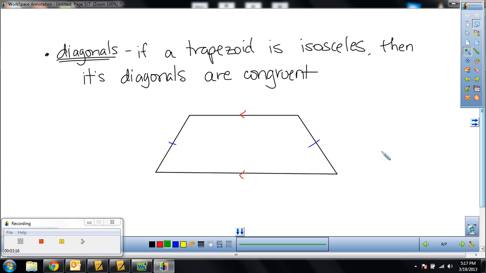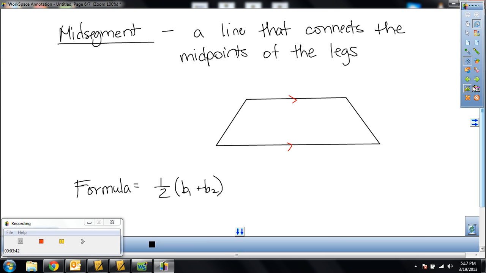Another property of isosceles trapezoids is that the diagonals are congruent. So again, we have our parallel bases, our congruent legs, and our diagonals will be congruent, similar to what we've seen in a rectangle and in a square. So those are the two properties of isosceles trapezoids.